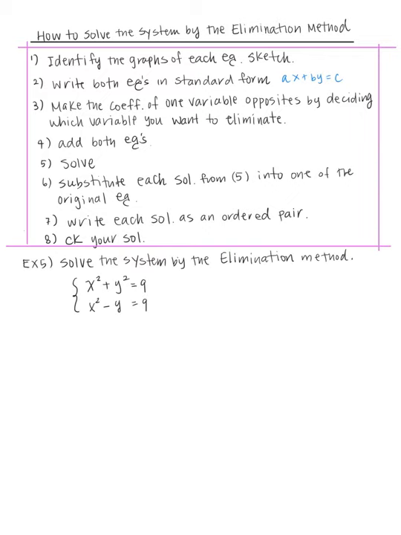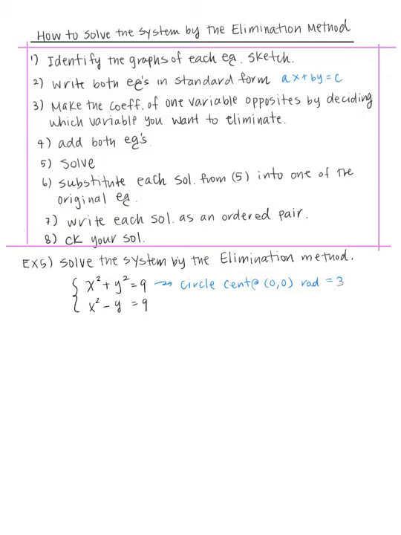Example 5, solve the system by the elimination method. So our system, the first equation is x squared plus y squared equals 9. So this is nothing but a circle centered at 0, 0, and the radius of 3.